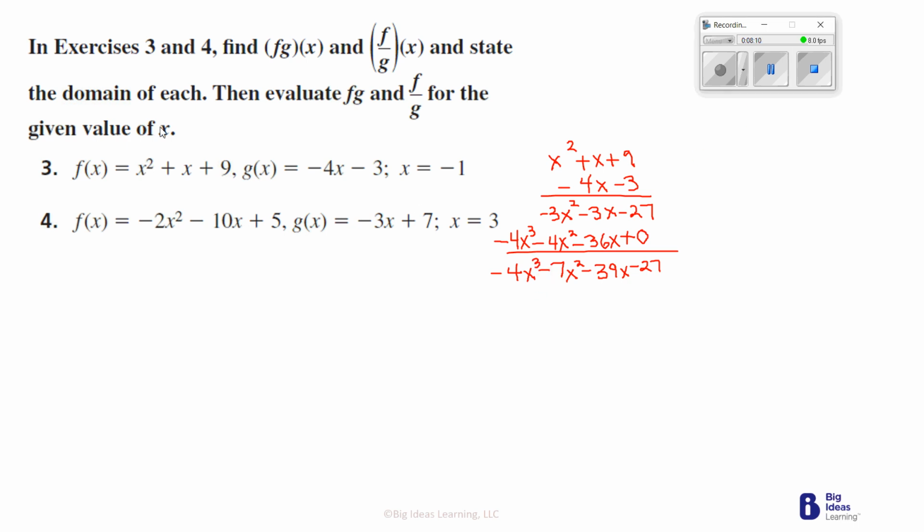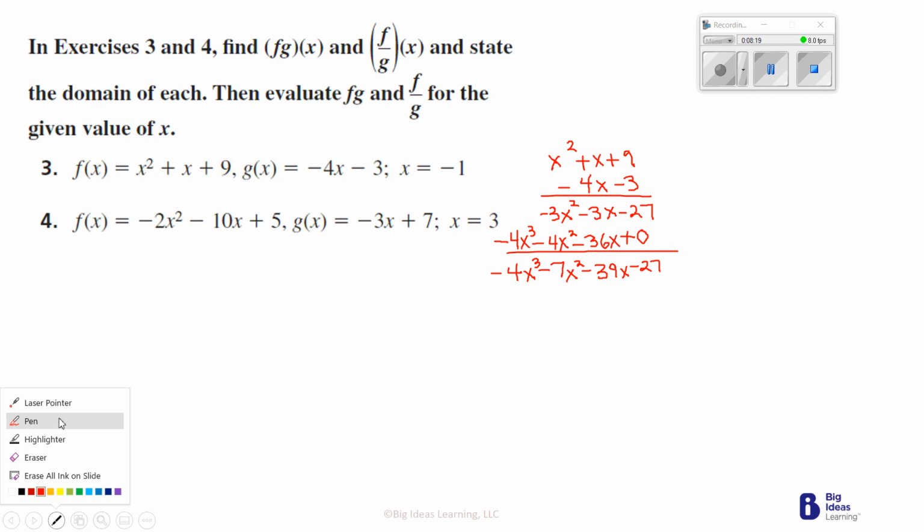All right, next we got to find the domain. Let's see, we got 4 here. This is still going to give us a parabola that even if it goes upside down, it's going to be all real numbers. So we put all real numbers there.